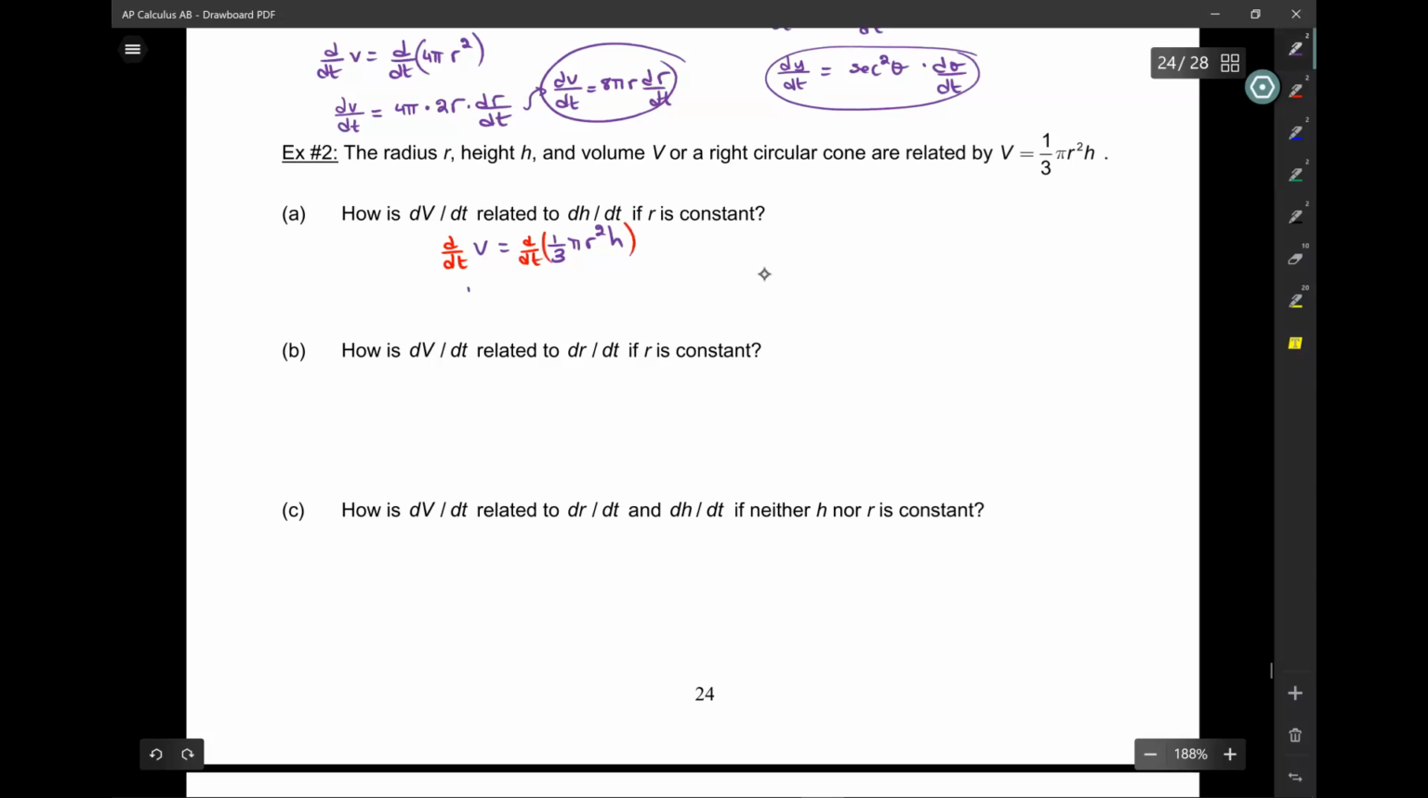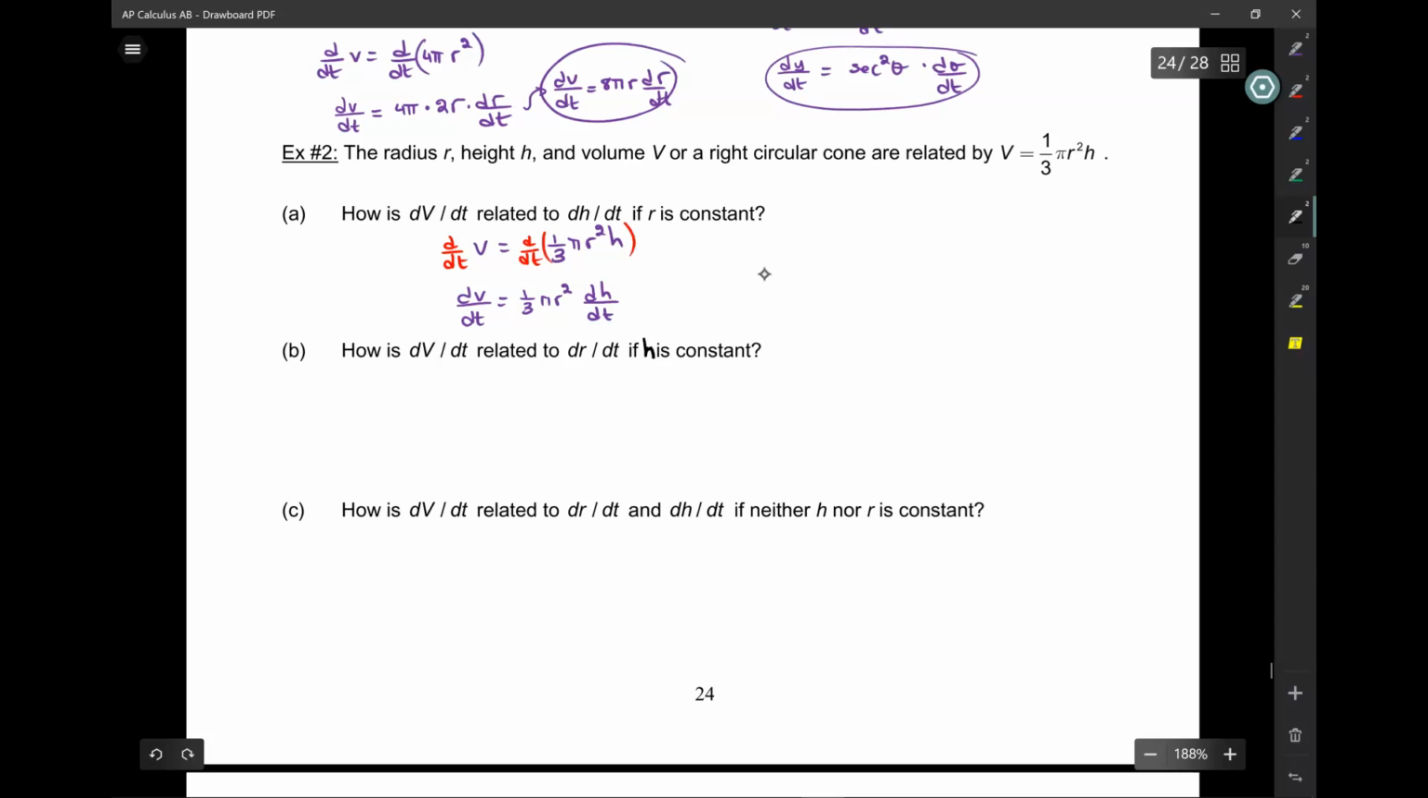On the left side, I have dV/dt. On the right side, anything that's a constant, I can pull out. 1/3 is a constant. Pi is a constant. I'm also told r is a constant. So pull all of these out front. So now I have 1/3 pi r squared dh/dt. That's how they're related.